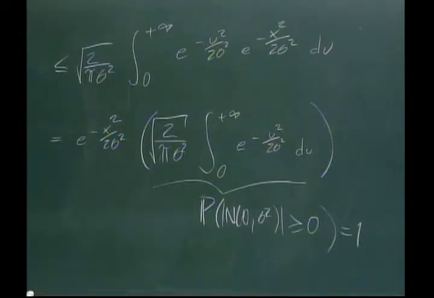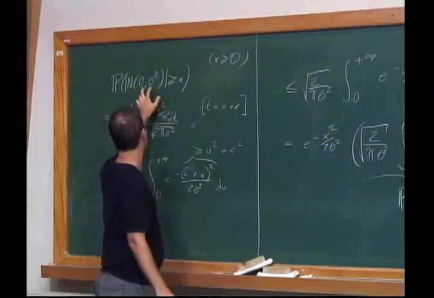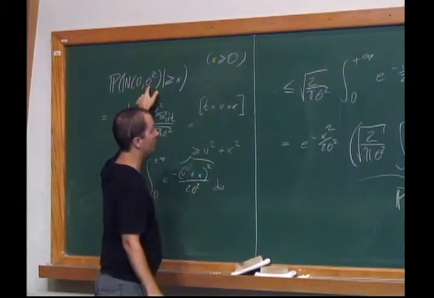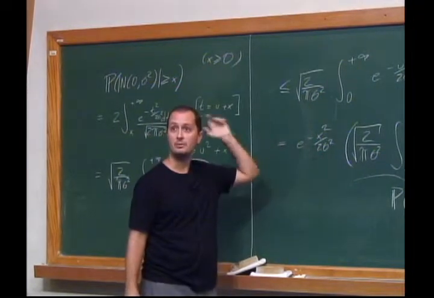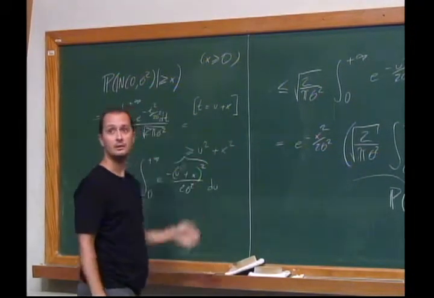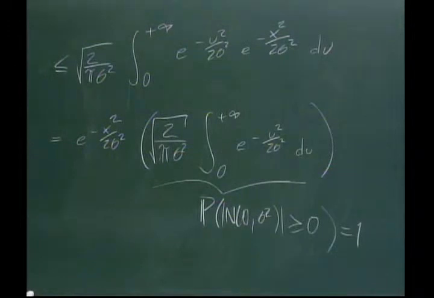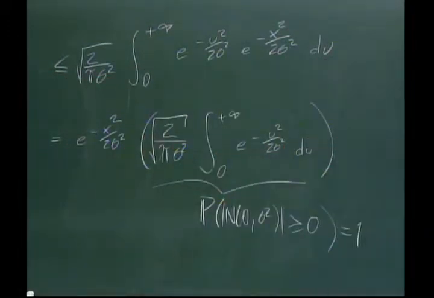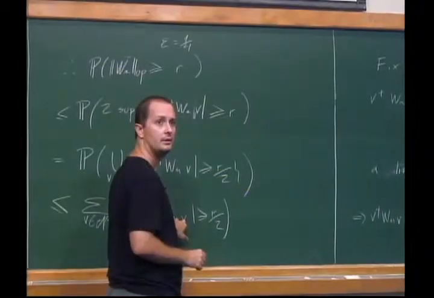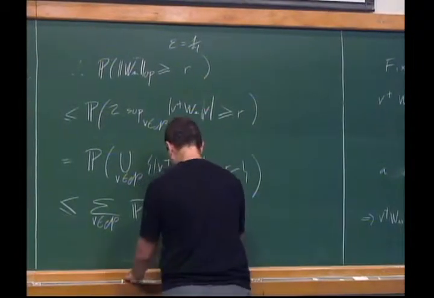So you have the bound that I said: the probability that a normal with variance sigma squared is larger than x is at most e to the minus x squared over twice sigma squared. So why does this matter to us? Because now we can apply this bound over here. So this is the x we want.